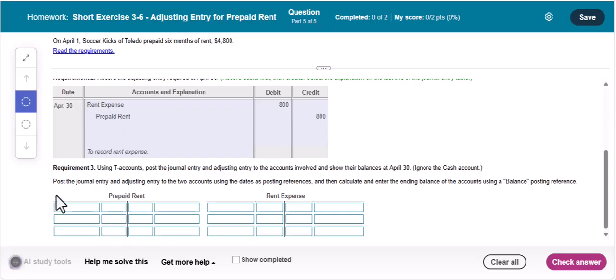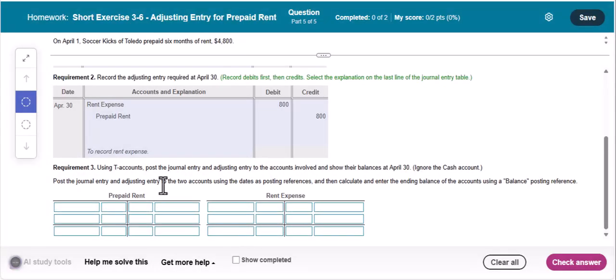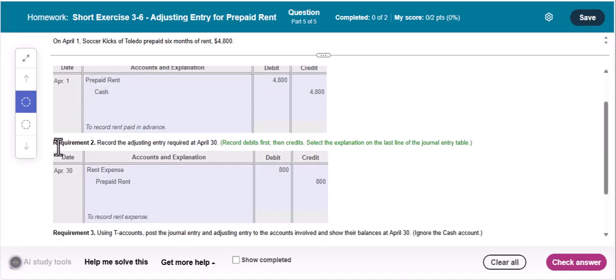Post the journal entry and adjusting entry to the two accounts using the dates as posting references, and then calculate and enter the ending balance of the account using a balance posting reference. So here we have prepaid rent and rent expense. So we're going to start from our first journal entry, and that was on April 1st. And the first account we used was that prepaid rent for $4,800 on the debit side. So we're going to bring that down.